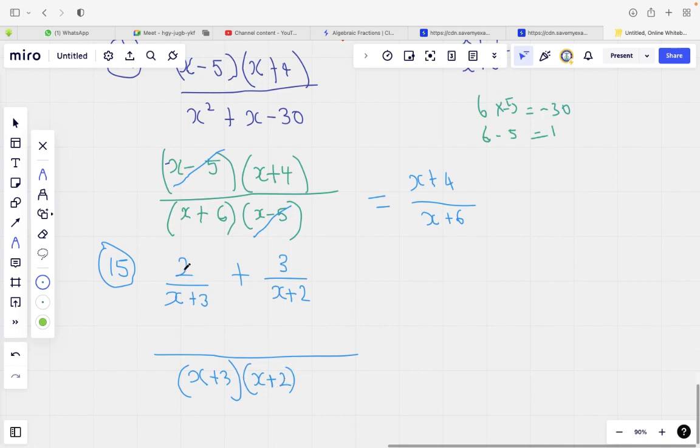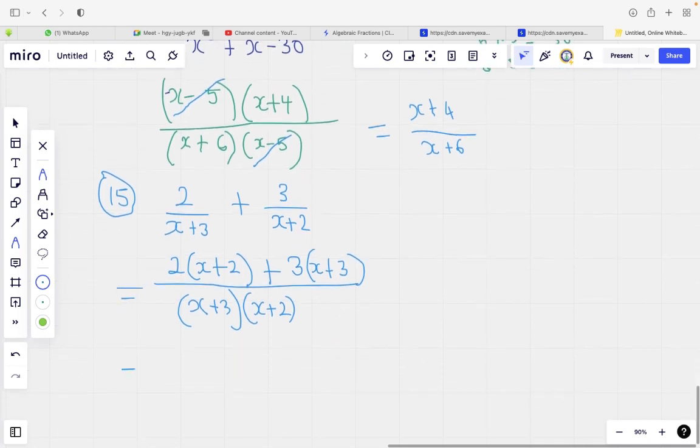So we now use the numerator of the first fraction to multiply the denominator on the other side. So we have 2 into x plus 2, then plus we have 3 into x plus 3. Okay, that's our first step.